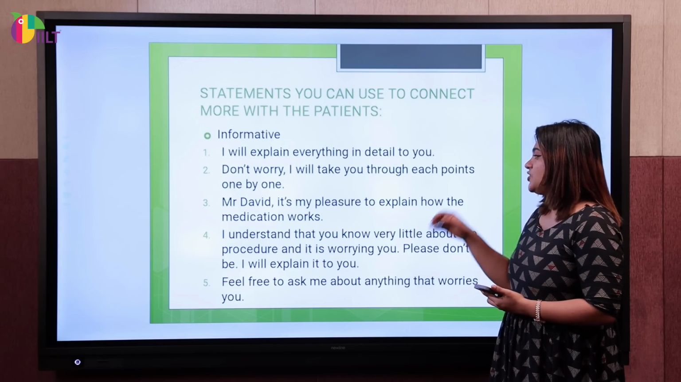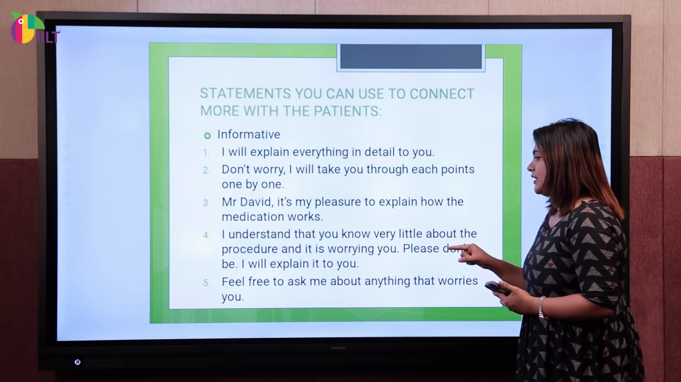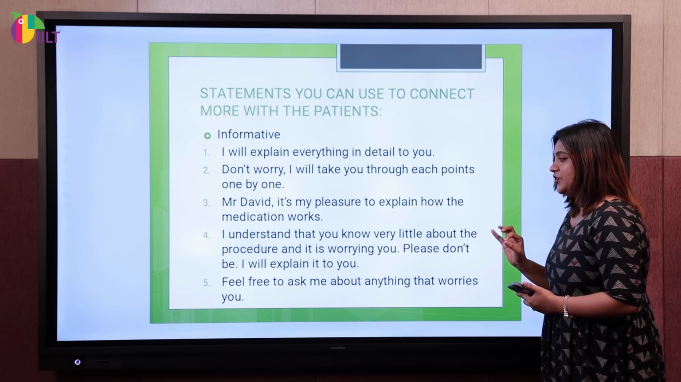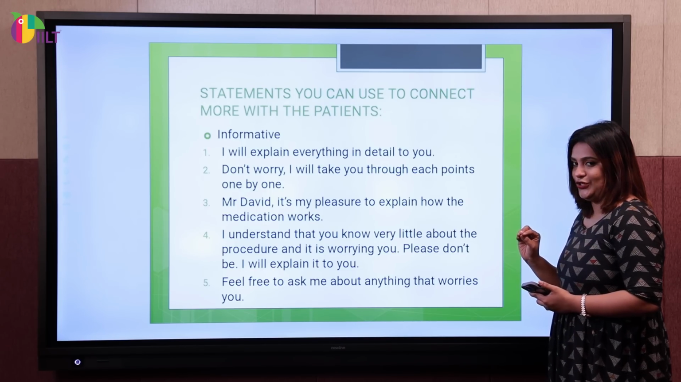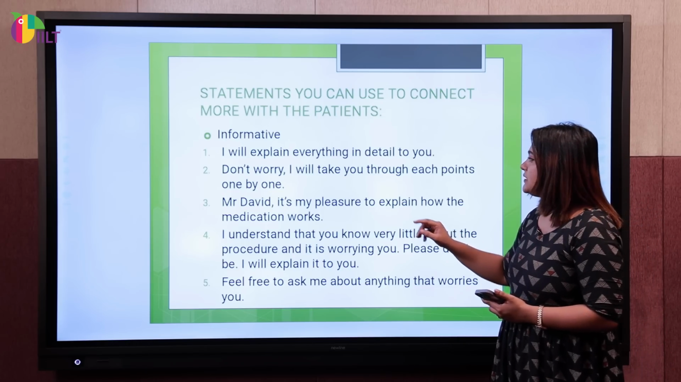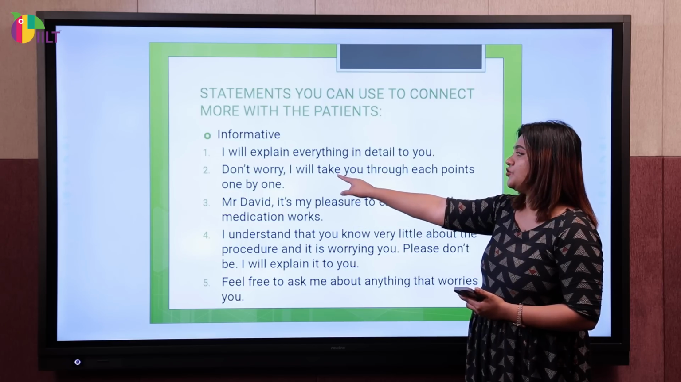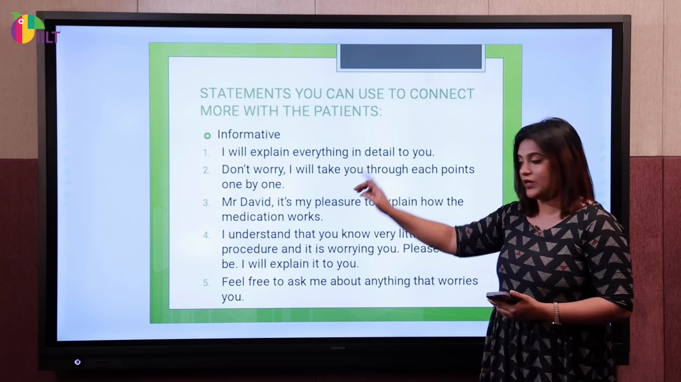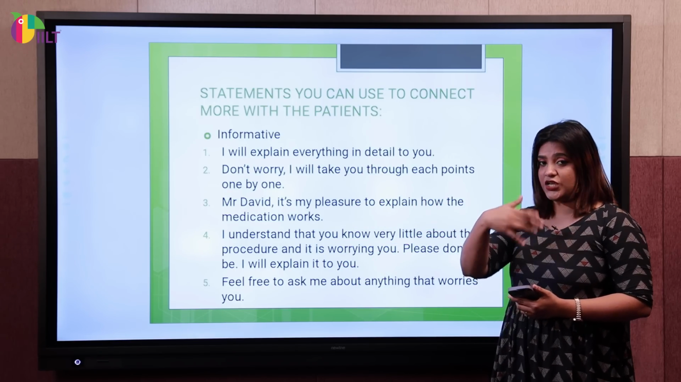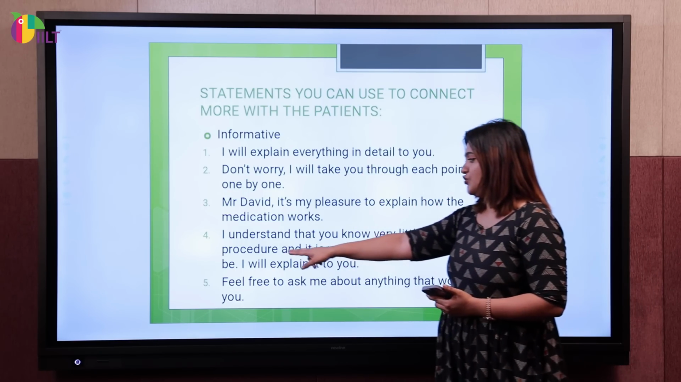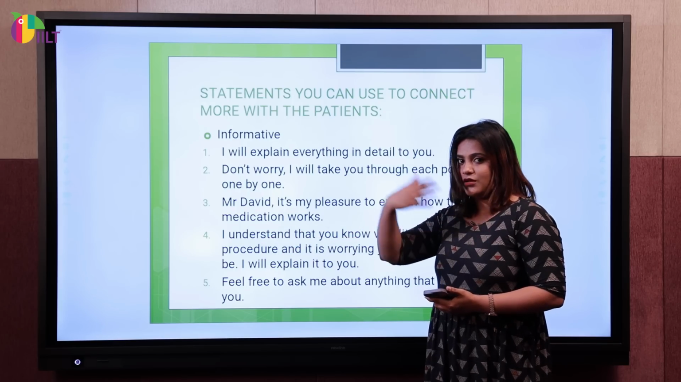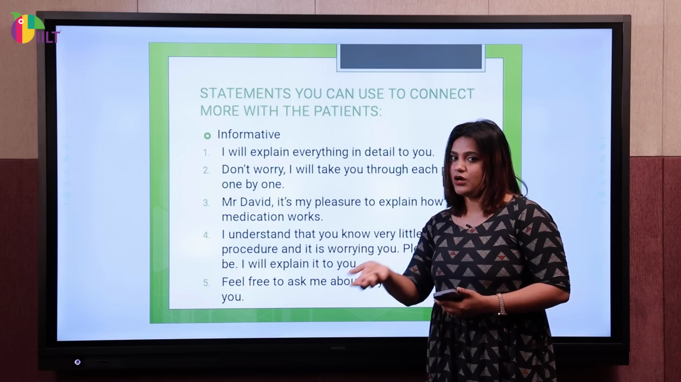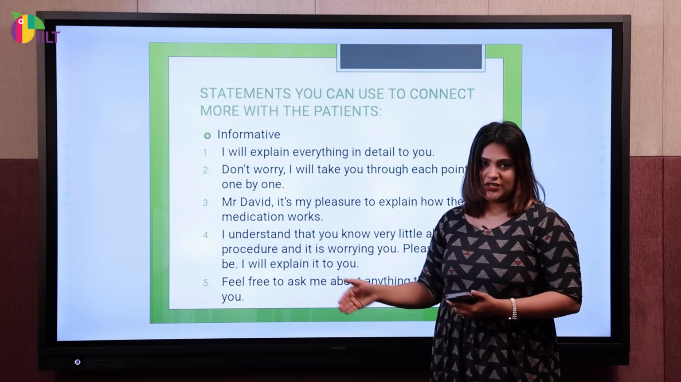Okay, the next one, I understand that you know very little about the procedure and it is worrying you. Please don't be, I'll explain it to you. See how beautiful that statement is? It is somewhere related to the second statement that we have seen. Okay, so you can change it. As in, if you want to replace this, procedure can be replaced with medication, treatment, whatever it is. Okay, depending on the cue card or depending on the task that is given, you can change it.